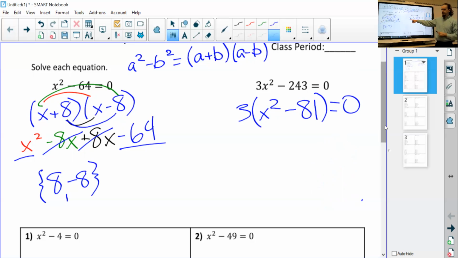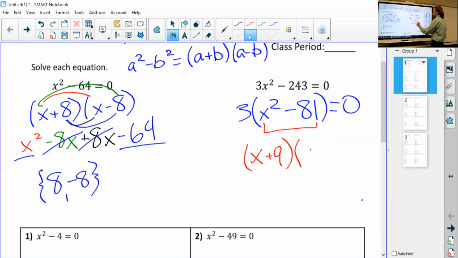I'm going to leave the 3 there. You don't need to, but later on we're going to see that the answer wants you to leave this here. Okay? So still equivalent. And then I want to factor this part here. Notice we have x squared minus 81. We're back to the difference of 2 squares. So I can simplify this part here. Is going to become x plus 9, x minus 9, because the square root of 81 is 9.